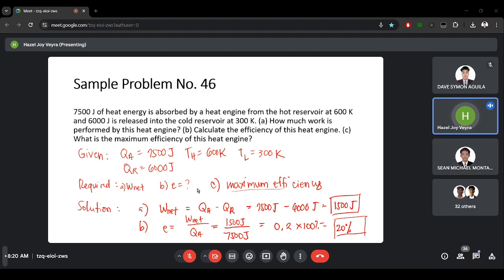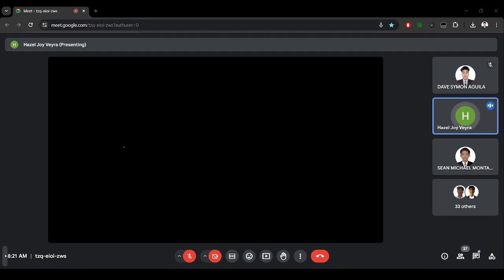And then for letter C, we are going to use the formula involving only the temperature. So the letter B, or the second requirement, class, is the actual efficiency, whereas letter C will give us the ideal efficiency. Are we clear on that? Okay. So let us now solve for the third requirement, which is the maximum efficiency.